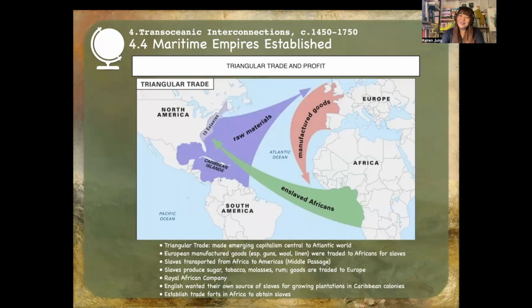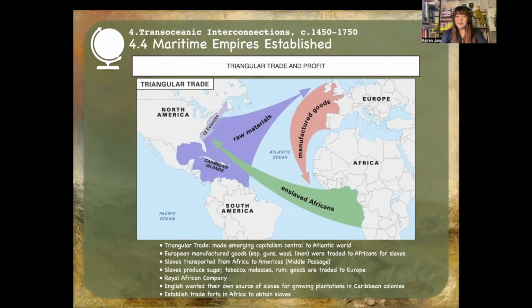So this capture and sale of human beings, of enslaved Africans, formed just one leg in a triangular trade of raw materials, manufactured goods, and enslaved Africans. The triangular trade made emerging capitalism central to the Atlantic world. It also made it global. European manufactured goods, especially guns, wool, and linen, were traded to the Africans for slaves, and these slaves were transported from Africa to the Americas through the Middle Passage. The slaves produced sugar, tobacco, molasses, rum, and these goods were traded to Europe.